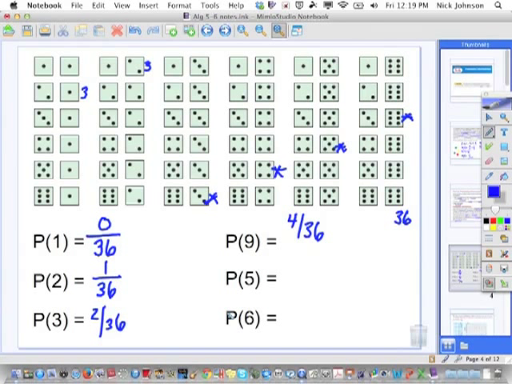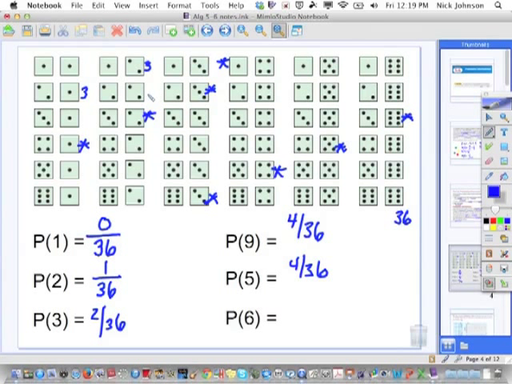What's the probability of getting a 5? Well, 1 and 4, 3 and 2, 3 and 2, and 4 and 1. There's also 4 of those. 4 out of 36.